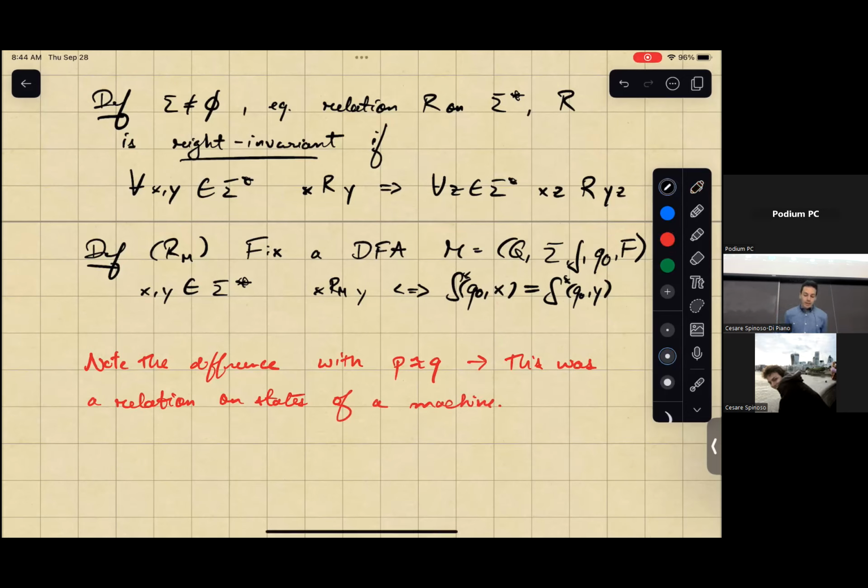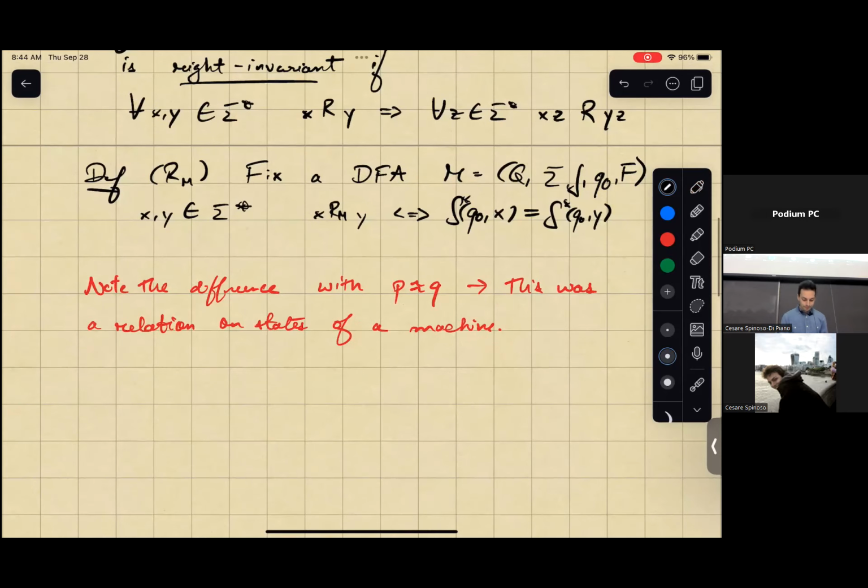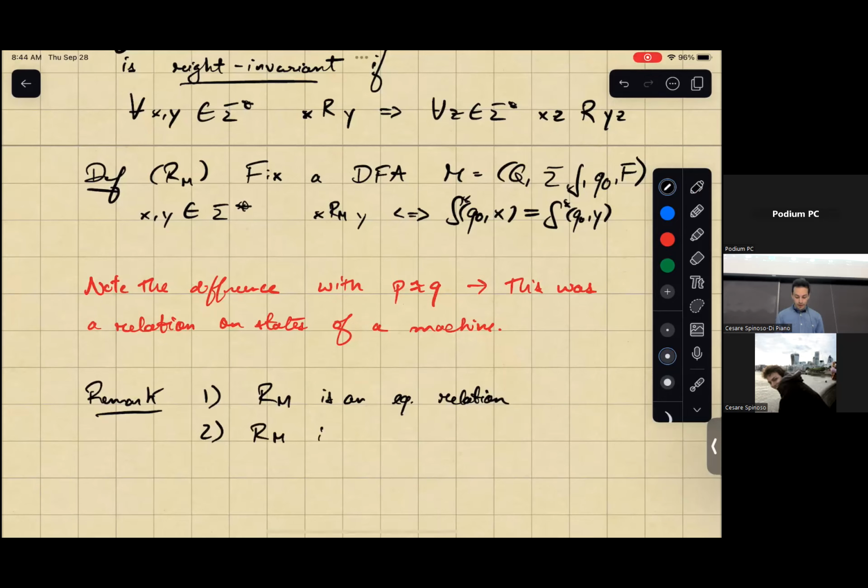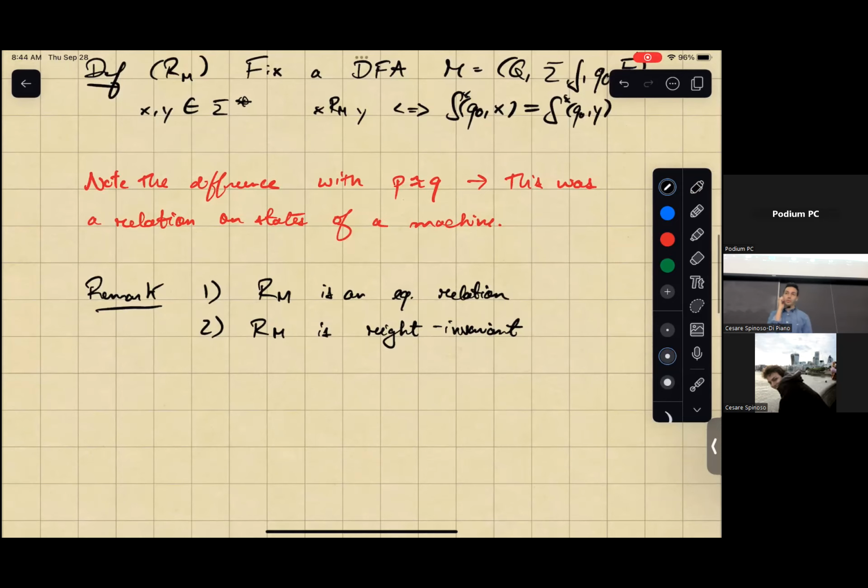Good. So now let's remark the following two things. The first thing, it turns out, is that R sub M is an equivalence relation. I will not prove this. Please check it yourself. The second thing, which I will prove, is that R sub M is right invariant. Okay, so this is good because we just introduced this definition of right invariance. So this is going to help you sort of internalize it.